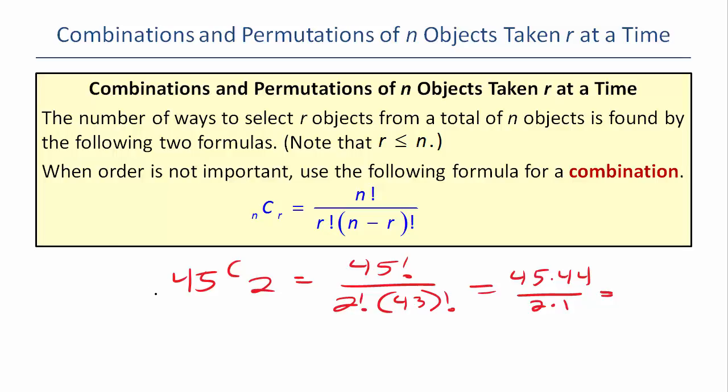We're picking 2 kids to put on this committee, so we need 2 dashes. How many choices do I have for the first kid? 45. How many choices do I have for the second kid? 44, because you can't choose the same kid twice. Because order doesn't matter, we number at the bottom of our dashes and we get the exact same thing.